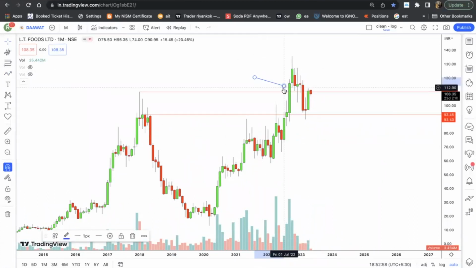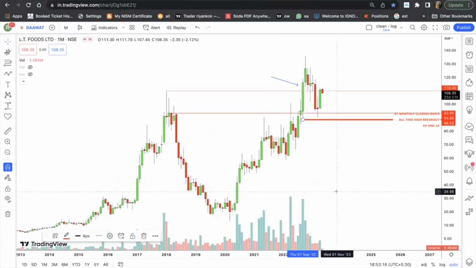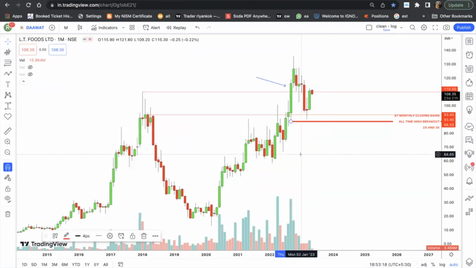And the stop loss in the case of Daawat is coming to be 87 rupees on monthly closing basis. This pattern is all-time high breakout. Okay. Once again, as a general thumb rule, consider the target to be 2x and 3x. However, I am still convinced with the idea that this might be a potential doubler for sure from the current levels.